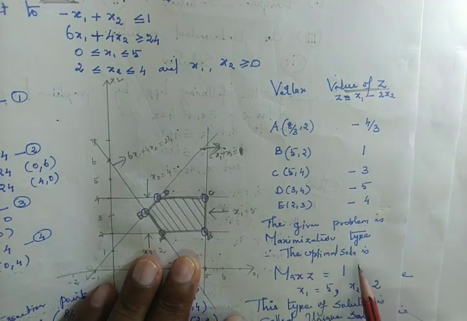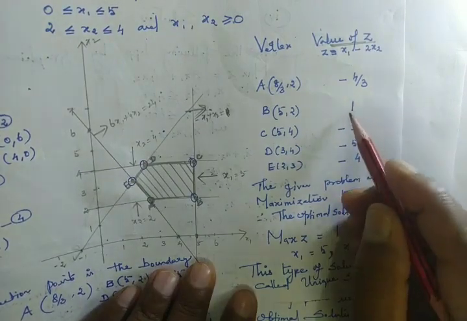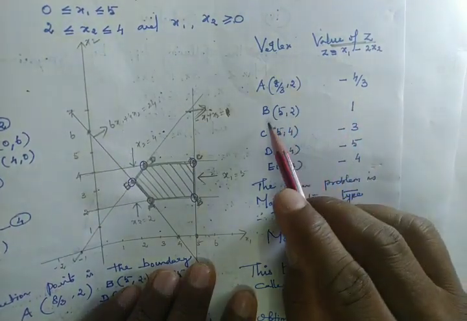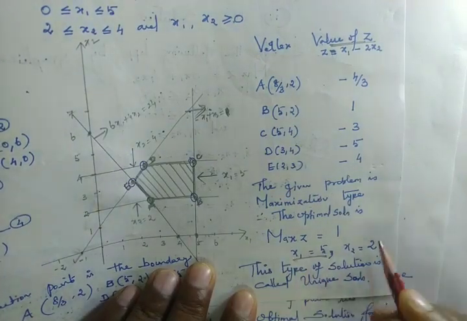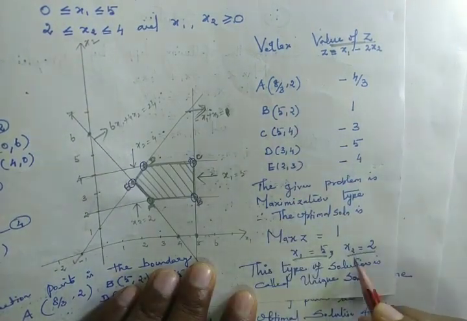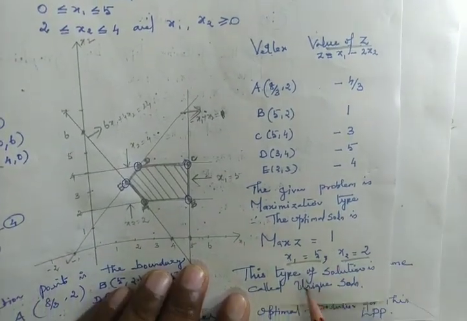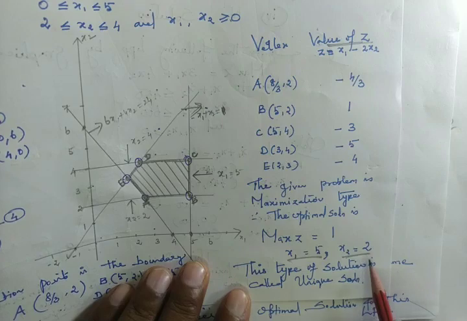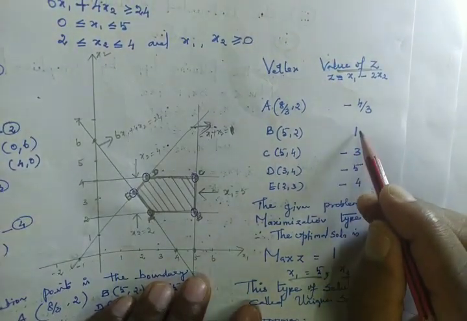Therefore, the optimal solution to this given problem, the maximum of z, is 1. To get this 1, among the set of points of B, at this vertex the x1 value is 5 and the x2 value is 2. So in this problem, the maximum of z equals 1 with x1 equal to 5 and x2 equal to 2. In this problem also, only one vertex gives the maximum value.